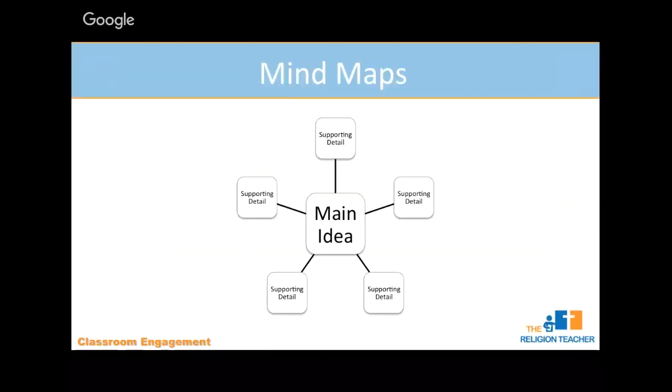So here's some examples of some graphic organizers. A mind map, which again visually connects ideas. You have the main idea in the middle and the supporting details on the outside. That's a very simple graphic organizer that you can have the kids fill out while you're lecturing, while they're reading, whatever it might be.